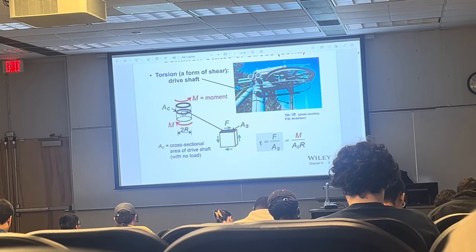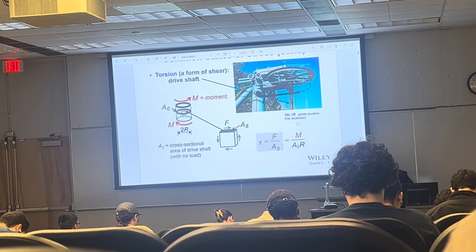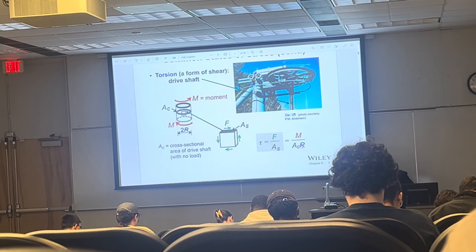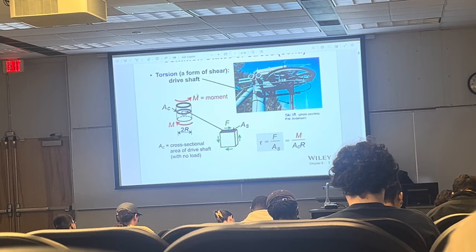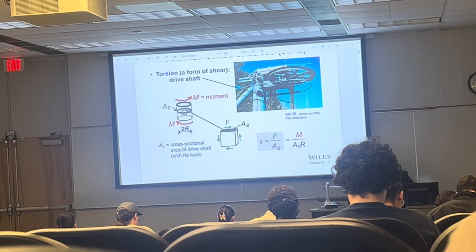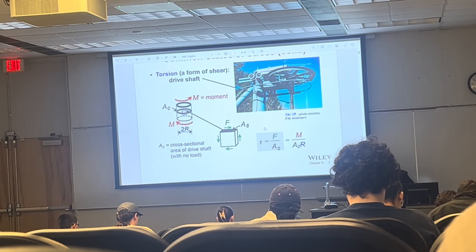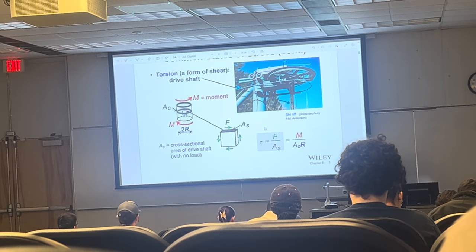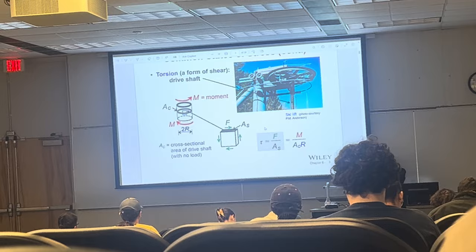And the shear stress, tau, is equal to F divided by A sub S, and F is the force. It's also equal to M divided by A, R is the radius of the shaft, circular shaft, and M is the moment. Anytime you see tau, it automatically means that it's shear. And what is not emphasized here is that shear force is in the plane. It's like this. Normal force is perpendicular to the area, to the plane. Shear force is in the plane.